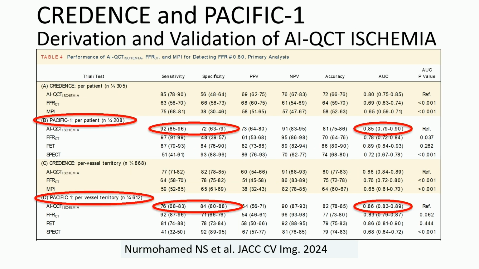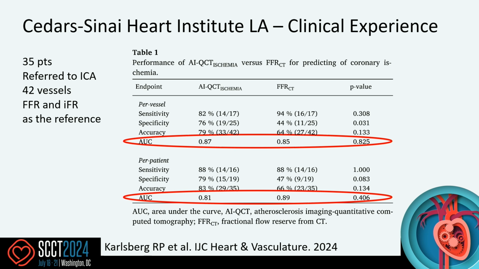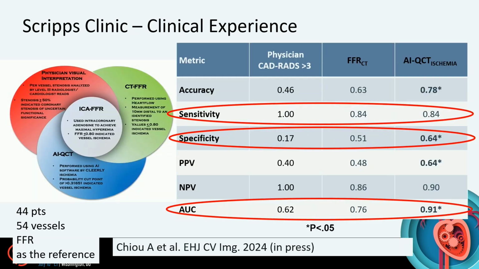Then when we take it to PACIFIC 1, the numbers are actually even slightly better, which is really reassuring because we are showing that in an independent population of patients, this algorithm still works. Now we also have data from practice. We have data from Cedars-Sinai on a small data set of 35 patients showing very similar results of AI-QCT ischemia for detection of invasive ischemia by FFR or iFR, and similar data from Scripps Clinic, again showing that the sensitivity and specificity values, as well as overall AUC, are really holding in these other independent populations.